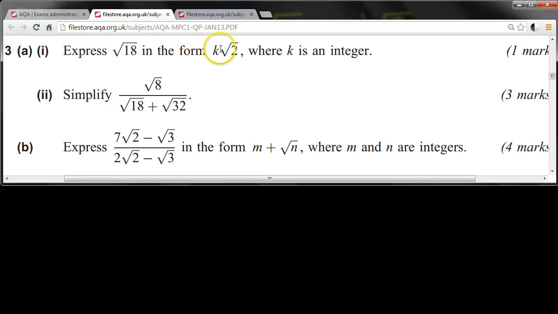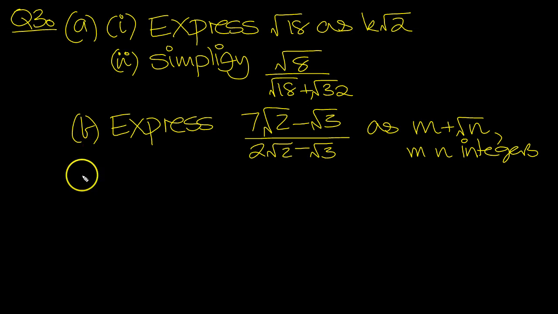Express root 18 in the form k root 2, where k is an integer. Simplify this and express this in the form of m plus root n, where m and n are integers. So here's the question then, let's have a little look at it.